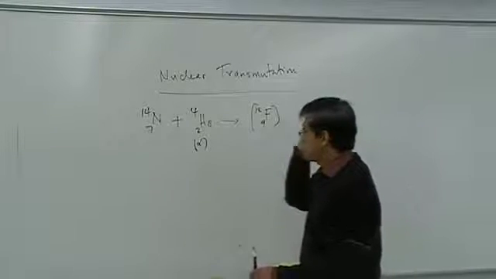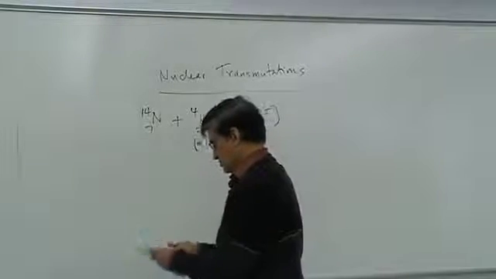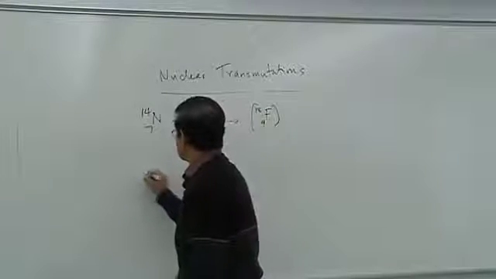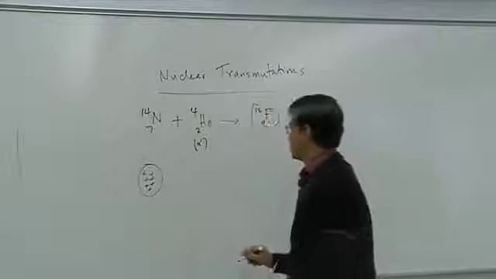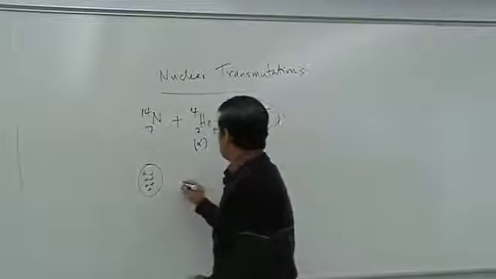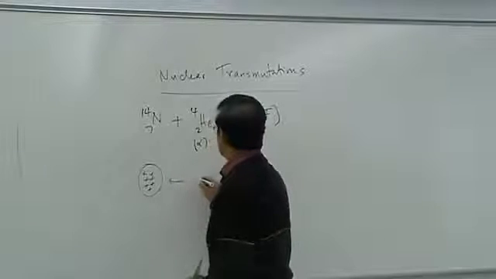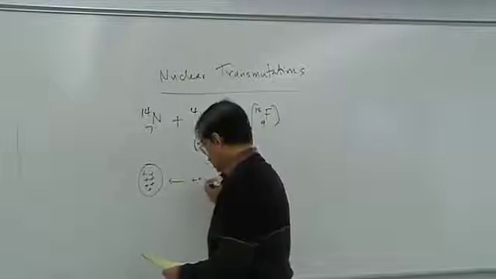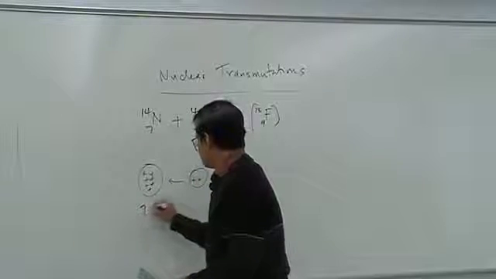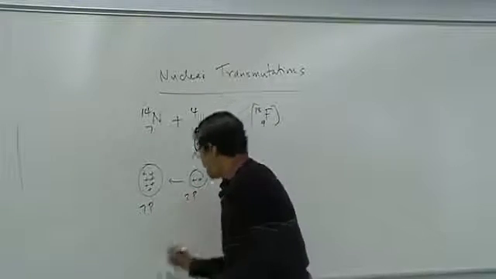What happens is, in this reaction, you have 7 protons. 1, 2, 3, 4, 5, 6, 7 protons. I'm ignoring neutron for the time being. And you're colliding it with helium with 2 protons. So this is 7 protons, 2 protons.